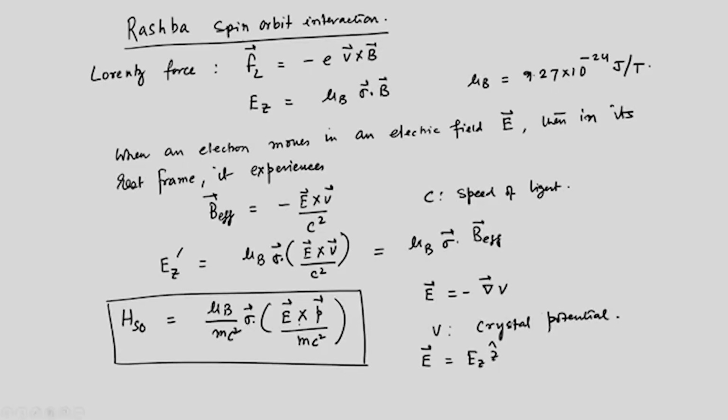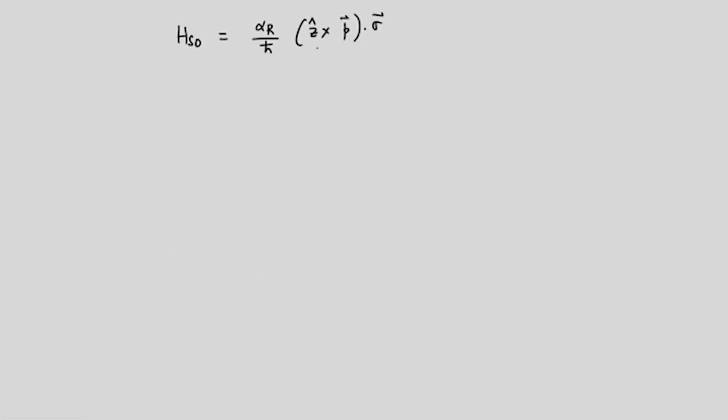Say we write it with the alpha R by H cross, and then there is a Z cap cross P dot sigma. I have changed the order of this E. So sigma dot this term or this term dot sigma, it really doesn't matter. So this is Z cap cross P dot sigma, and then all these other things like mc square etc. are being absorbed here. So alpha R by H replaces this mu B Ez divided by mc square, which are scalar quantities. Okay.